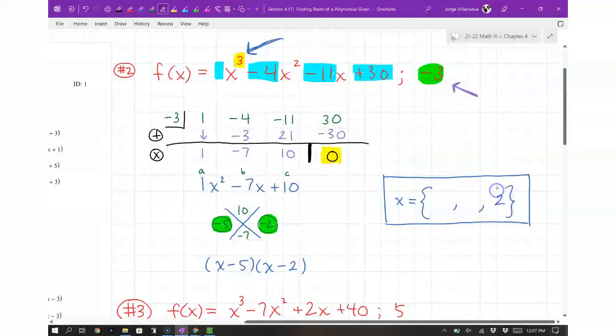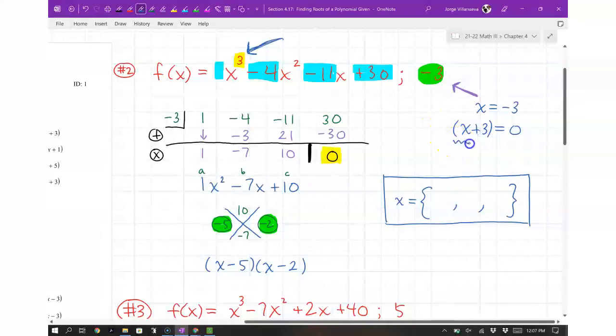Let me erase this too. I don't know why it's not erasing. There we go. So this is what you have to do. You're going to say x equals -3. But to write it as a factor, just move your -3 over. So it'll be x plus 3 equals 0. This is my last factor.